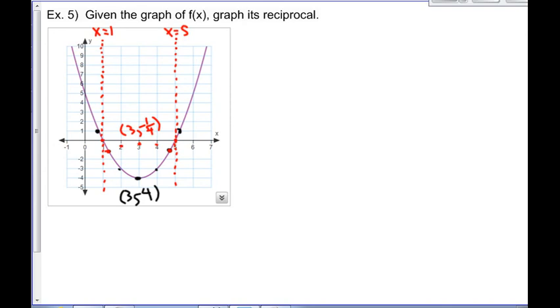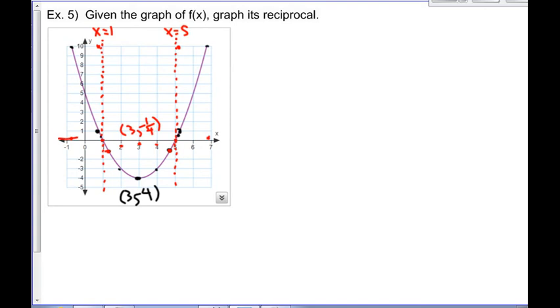The last thing we might notice is that big values on the original become small values on the reciprocal. Big value here makes for a small y value. And similarly, small values on the original make for big values on the reciprocal. And this was a small positive value on the original right here, so it's going to be a big positive value on the reciprocal. Now we just connect.